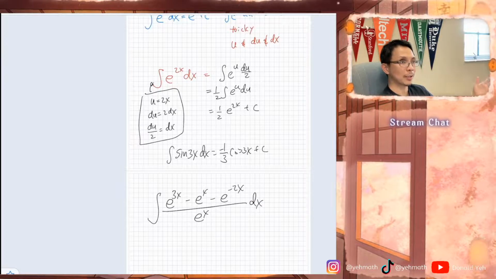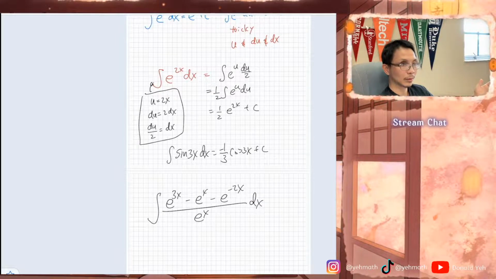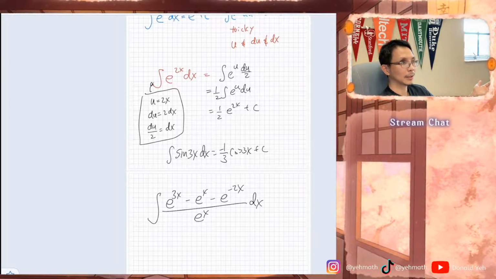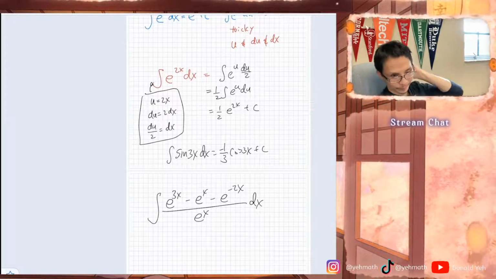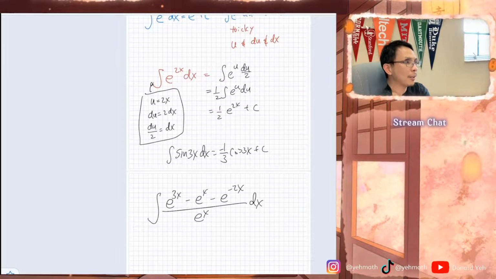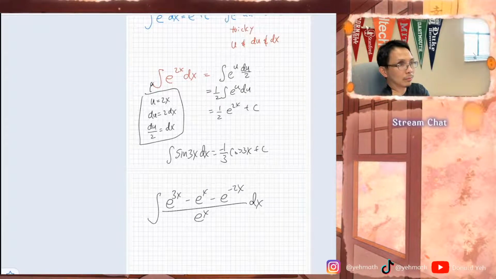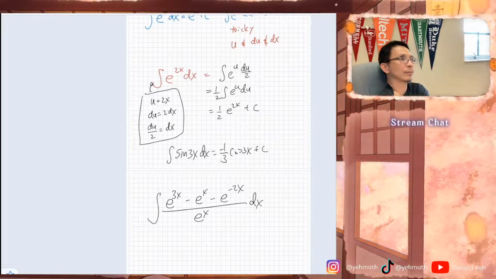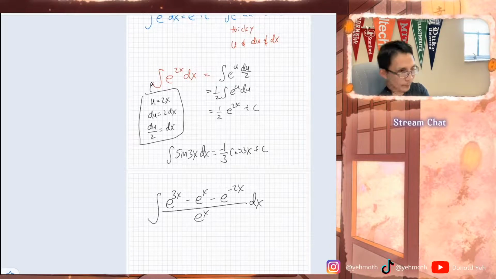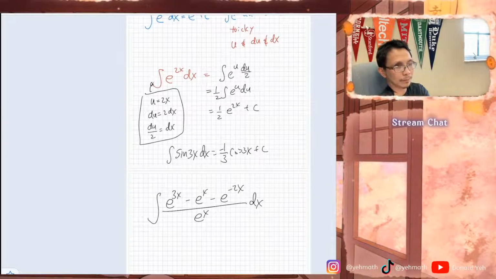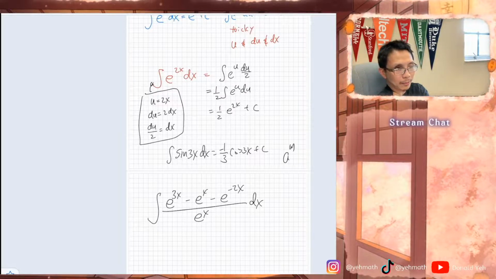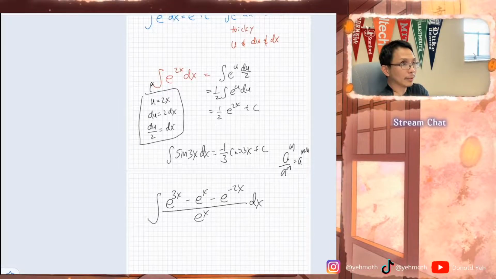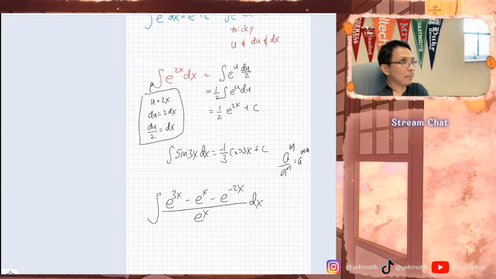Yes, you can break it into pieces using algebra. And then you just have to follow the exponential rule. The exponential rule is, if you divide, a to the m over a to the n equals a to the m minus n. It's a basic algebra 1 rule.